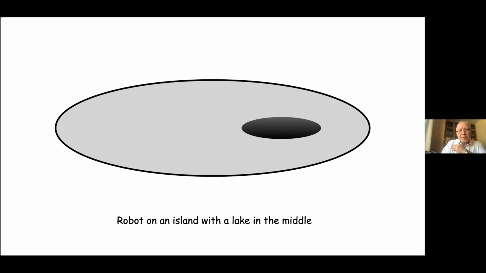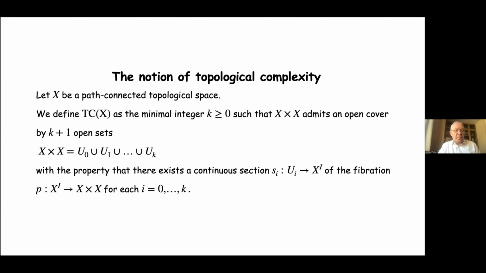And here is an example: if you have again a convex island, but this island has a lake in the middle, then for this robot there is no continuous algorithm on the whole island. Any such algorithm will have a discontinuity, as I have shown you on the previous slide. Okay, so now we want to measure this discontinuity of such algorithms. They can be discontinuous at different levels; there is a number which measures the severity of discontinuity. This number is called topological complexity and is denoted by TC(X).